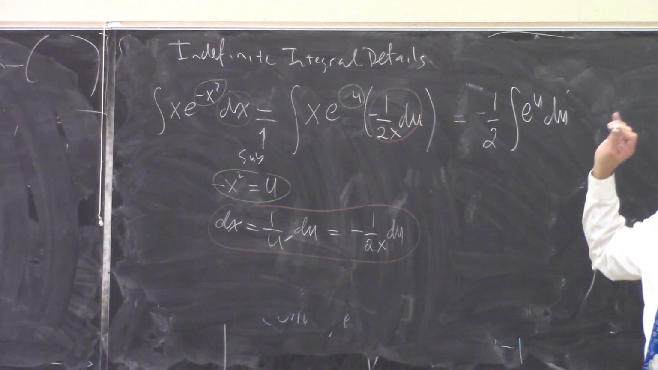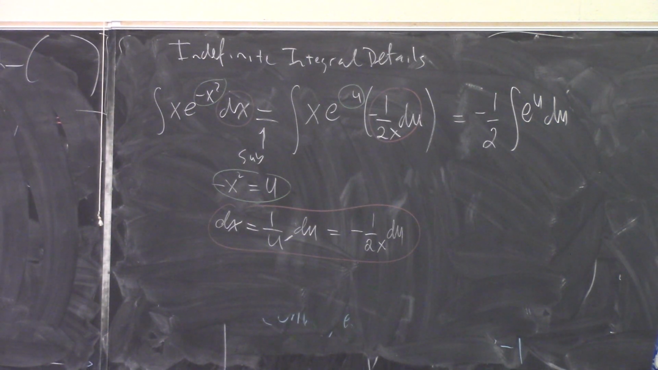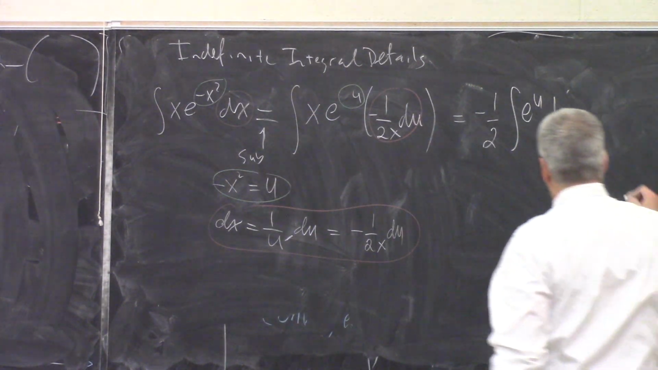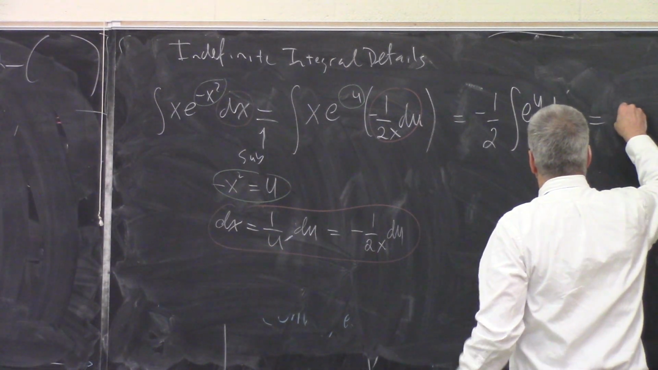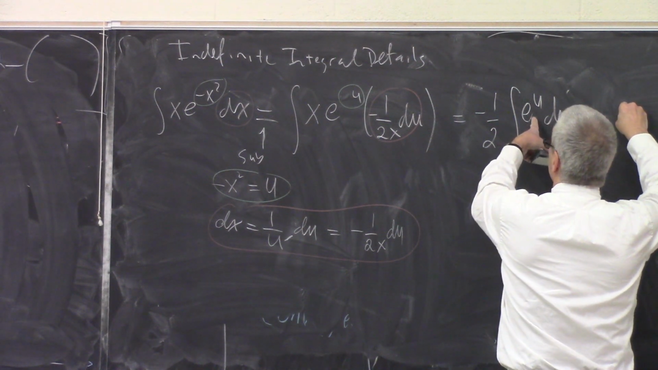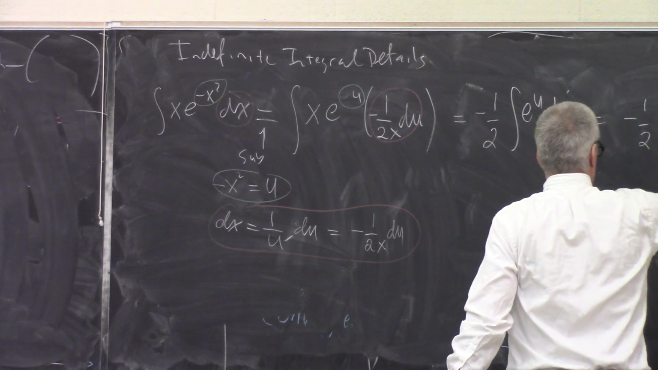What's an antiderivative of e to the u? Marcy? Is it e to the u plus 1 over e plus 1? Somebody else. E to the u? Just e to the u. Yeah. Marcy, you made the common mistake of thinking of this as the power function, but it's an exponential function. So it's minus 1/2 e to the u plus c.